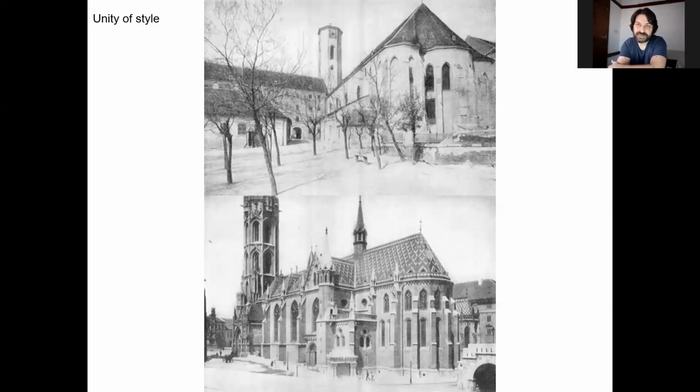This is called unity of style. You find the original style of the building, and you restore the building according to this original style. So you generate a unity of style, and this is nourished with all these nationalistic political ideas. The Austro-Hungarian Empire had been dissolved before this restoration, and Hungarians tried to highlight their Hungarian nationalistic traditions, identity, and architecture as well.